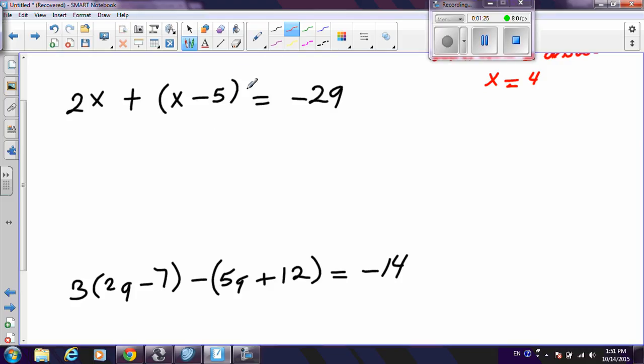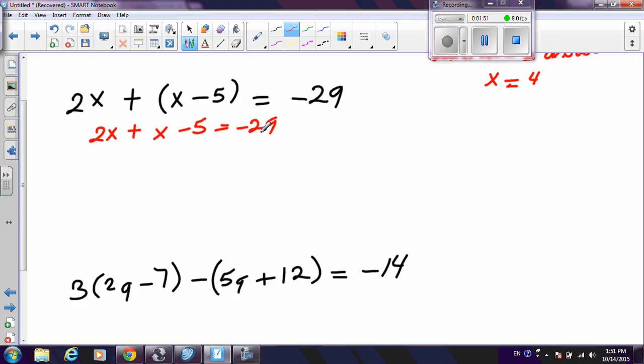So notice we have a set of parentheses, and we need to make sure that we don't need to do anything in these parentheses or multiply anything to the parentheses. And as you can see, there's no number out here. There's just a positive sign. So we can drop those parentheses. I'm just going to rewrite it without the parentheses. So I have 2x plus x minus 5 equals negative 29.